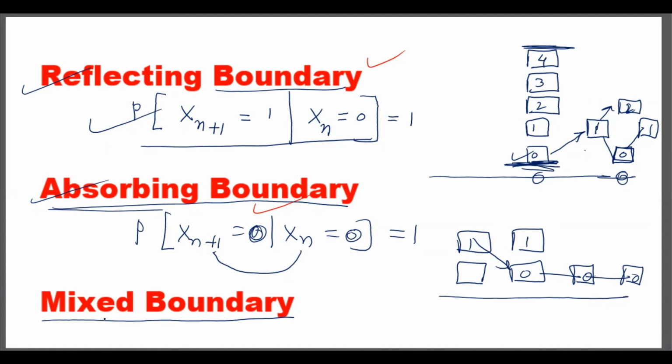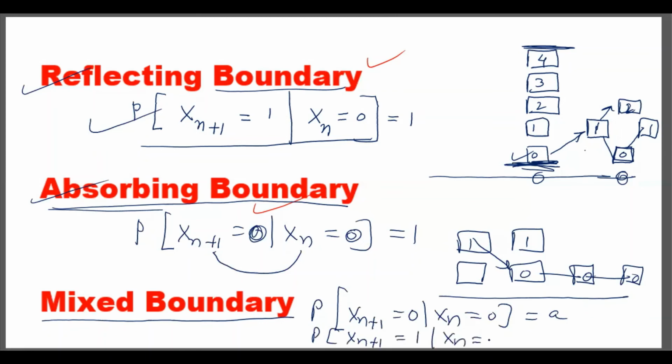Mixed boundary means you have to make it with some probability. Suppose I write X(n+1) equals 0 given X(n) equals 0. For that I will say some probability P, A, B, C, whatever I will write. Suppose A. Then X(n+1) equals 1 given X(n) equals 0 is 1 minus A, that way. So suppose A is 0. A is 0 means I will get 0, 1.